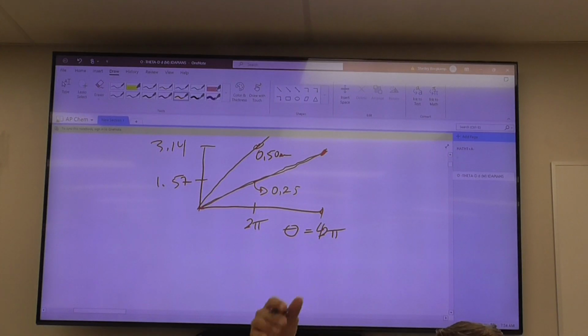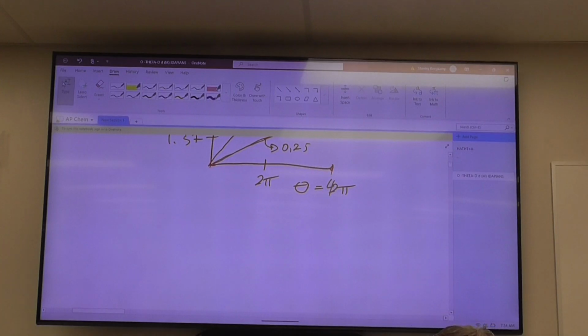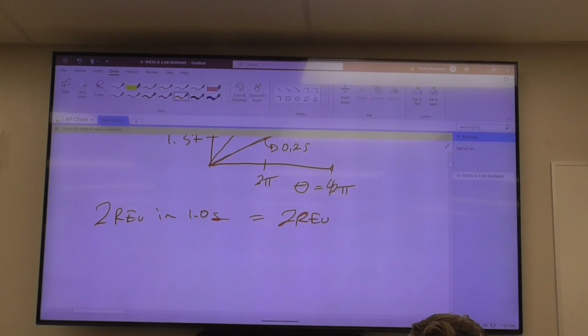Now let's introduce time into this thing. As this thing rolls along, let's say we time it. And for the sake of making the math easy, I tell you that it makes 2 revolutions in 1 second. Just to make the math easy, right? So I can write this as 2 revolutions per second.